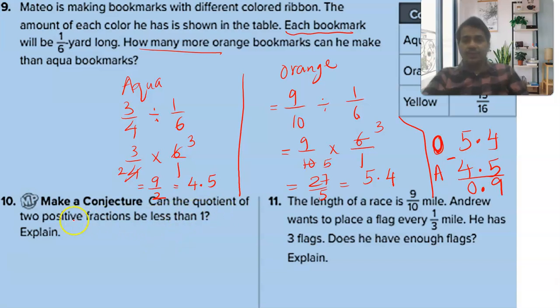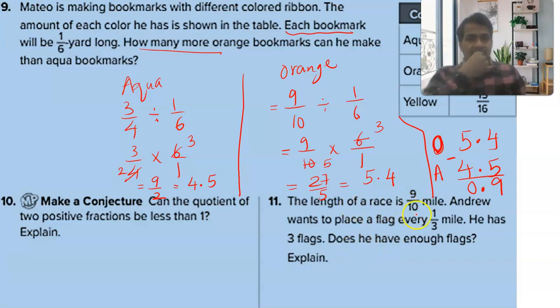Can the quotient of the two positive fractions be less than 1? Yes, it can be less than 1. Why not? You can make an example, but this they will not ask in MCQ. This is a discussion type of question, so they are not going to ask this in MCQ.